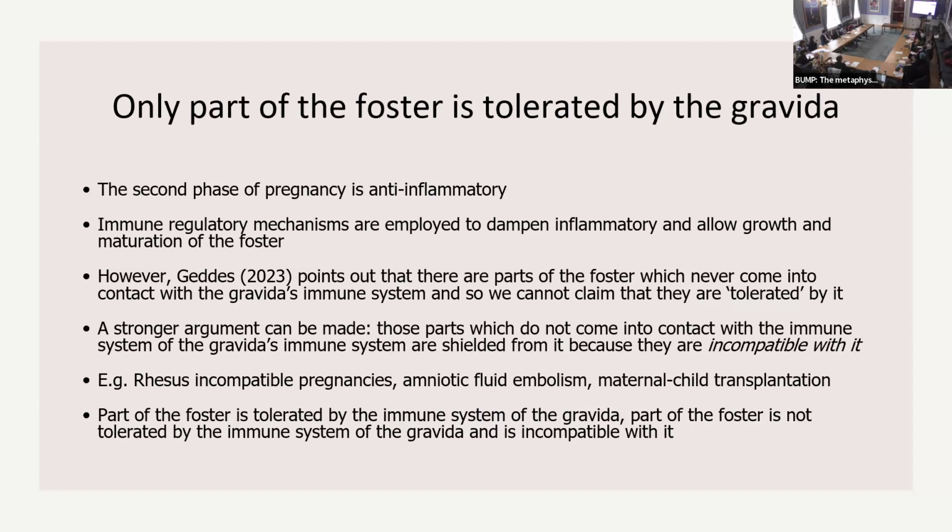Alex Geddes points out that there are parts of the foster which never come into contact with the gravida's immune system. And so at best, we cannot then claim that those parts of the foster are tolerated by the immune system of the gravida, because tolerance requires some form of immune recognition. But there's a strong argument to be made, which is based on this notion of compatibility, because we know from empirical work, experiments, pathological cases, where those parts which do not come into contact with the immune system of the gravida are shielded from it by both anatomical and physiological barriers, because they are incompatible.